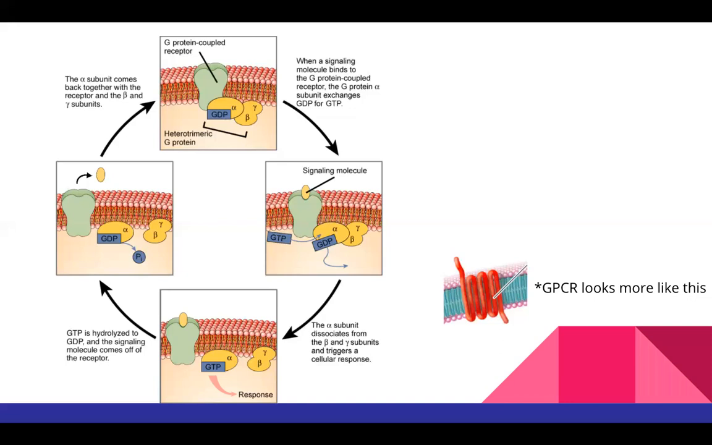And it's important to remember too that GAP isn't what's actually causing the hydrolysis. So RGS itself is not going to cause the hydrolysis. It's just helping the hydrolysis process along and making it go faster. And then after that, the alpha subunit will come back together with the beta and gamma subunits because it's deactivated. And then the cycle starts again.